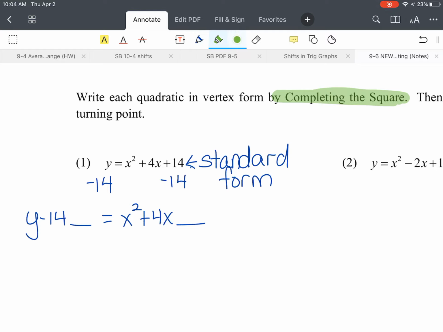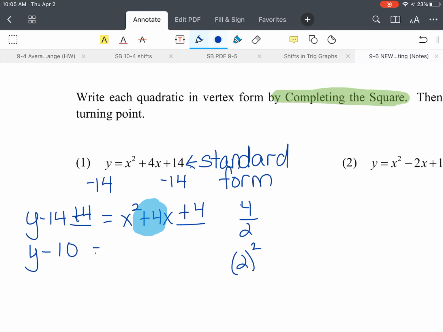Okay, so now I need to add something to both sides. And to figure out what I'm adding to both sides, I'm going to take half of the b value, half of that number in front of the x, and then I'm going to square it. So I'm going to take 4, divide it by 2, that's the same as taking half of it, so I get 2, and then I'm going to square that. So 2 squared is 4. So I add that to both sides. On the left, I can add negative 14 and 4, so that's y minus 10.